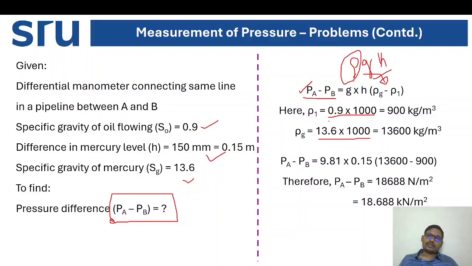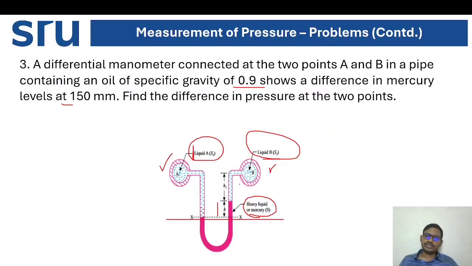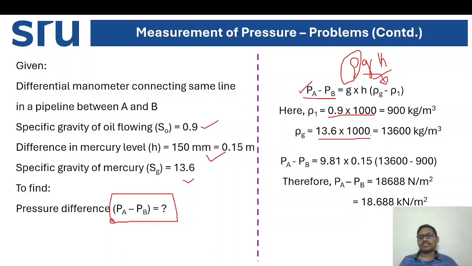Why have we taken rho 1 and rho g? Because it has overtaken this area. It has overtaken this area. That is what we got, 13.6 into 1000, and this is 0.9 into 1000. That is, Pa minus Pb equal to 9.81 into 0.15 into 13,600 minus 900. Therefore, Pa minus Pb equal to 18,688. So that is 18.688 kilonewton per meter square.